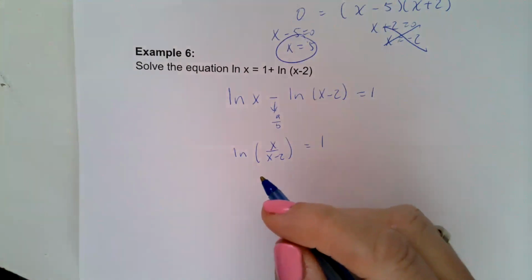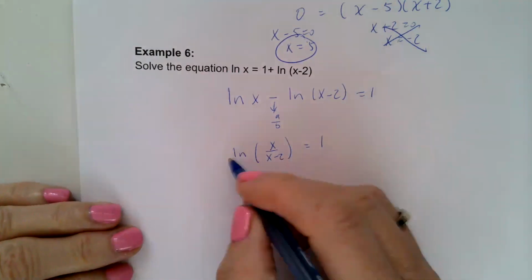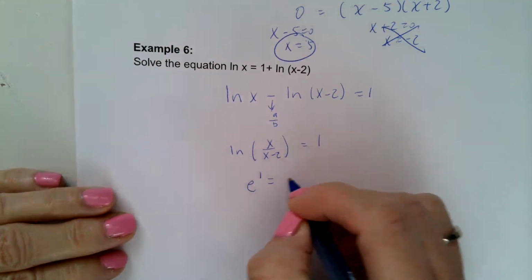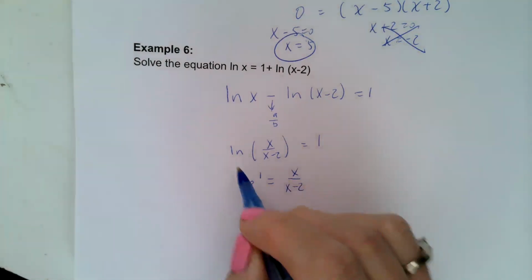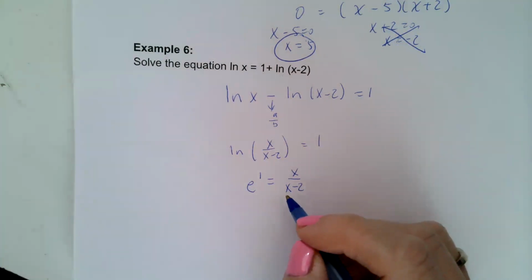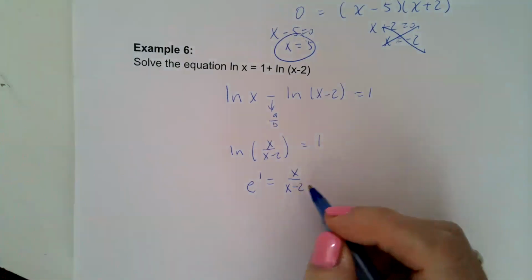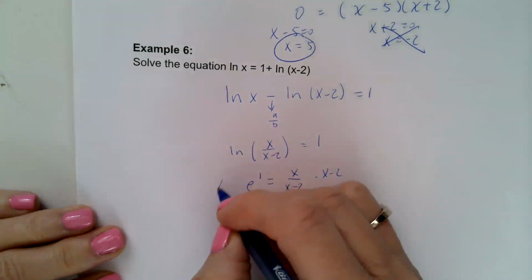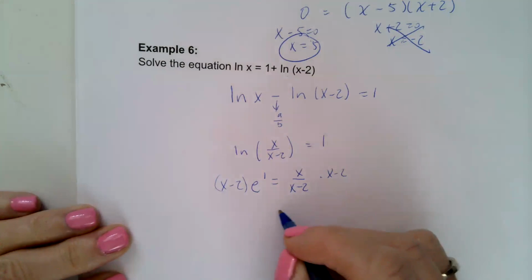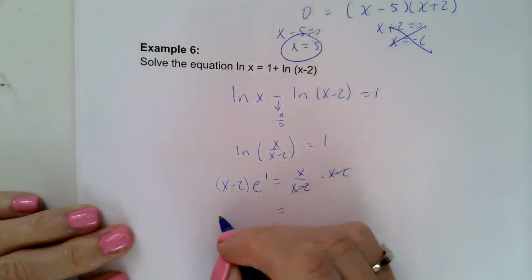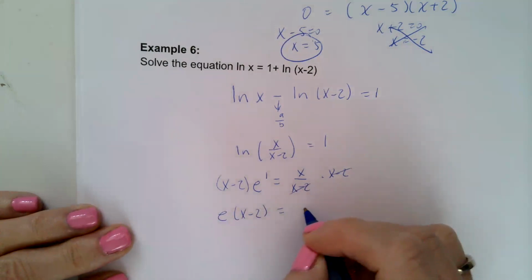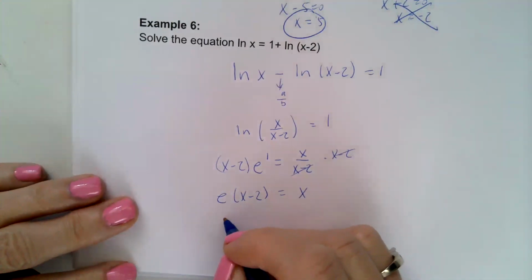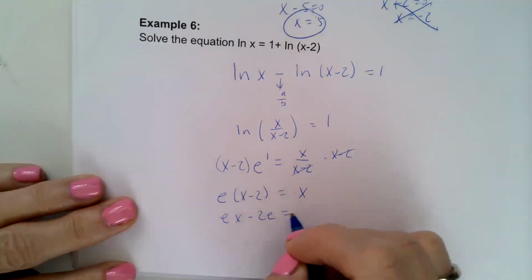Right? And so I can take the e of both sides. If I take the e of both sides, this is going to be e to the 1 equals just x over x minus 2, because that natural log goes away. Now, we're trying to solve for x, so I'm going to multiply times x minus 2 on this side. So we'll have e times x minus 2 equals x. And so I have e times x minus 2 times e equals x.